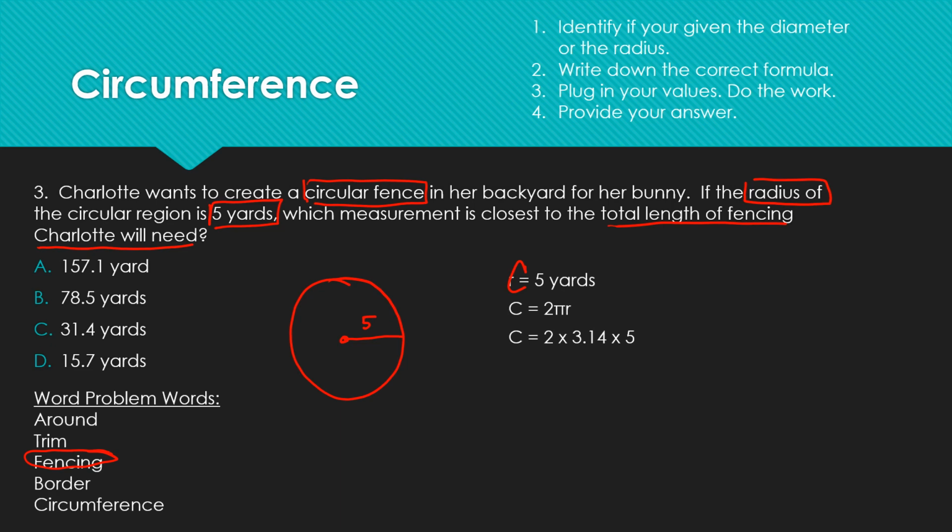Show your thinking. 3.14 times 2 is 6.28. And then we're going to do 6.28 times 5. That's 40. 5 times 2 is 10, plus 4 more is 14. And 6 times 5 is 30, plus 1 more is 31. Move the decimal in a total of 2 times. And our answer should be 31.4 yards. So the correct answer would be C.